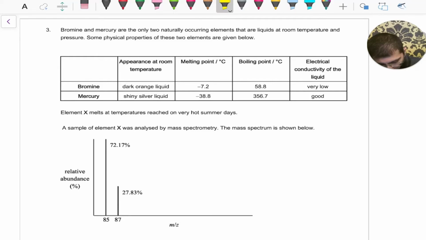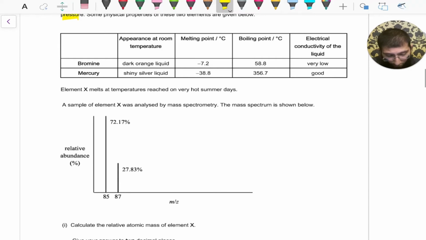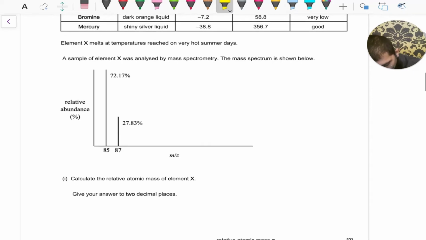You're told that bromine and mercury are the only 2 naturally occurring elements that are liquids at room temperature and pressure, so RTP. Some physical properties are given in the table below: its appearance, its melting point, its boiling point, and its electrical conductivity. So again, it gives us information that infers the intermolecular forces and the bonds, in terms of mercury being a metal, and thus a good conductor of electricity. Anyway, you're told that element X melts at temperatures reached on very hot summer days, and so on.